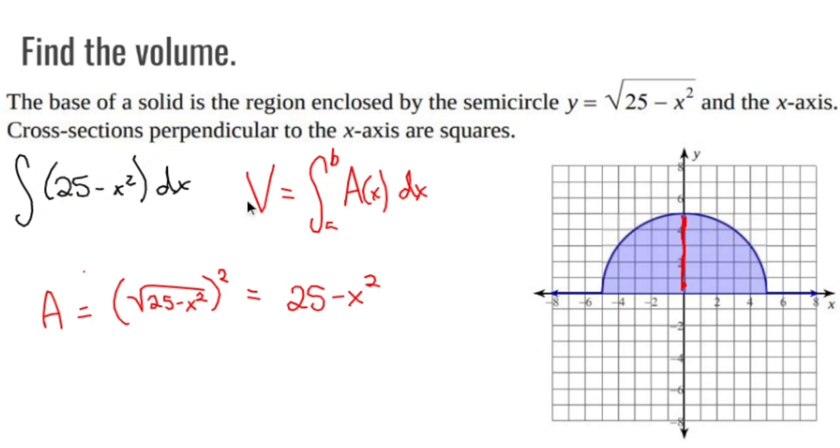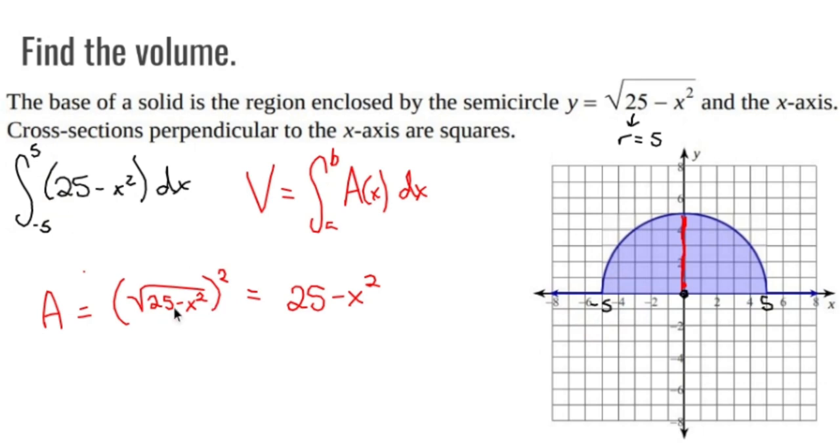Now, what are my limits of integration? Well, if this is the formula of a circle, that tells me that this guy right there is going to be my radius squared. So in order to find the radius, I take the square root of that, which is 5. And we can see right here, if this is a circle, it goes out to 5, it goes out to -5. So this is going to be my upper limit, and this is going to be my lower limit, 5 and -5.